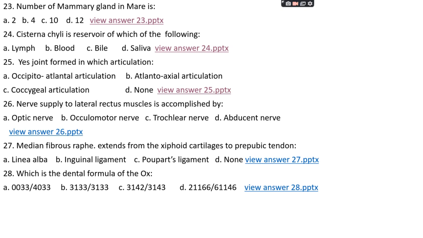Question number 26. Nerve supply to the lateral rectus muscle is accomplished by option A, optic nerve, option B, oculomotor nerve, option C, trochlear nerve, option D, abducens nerve.